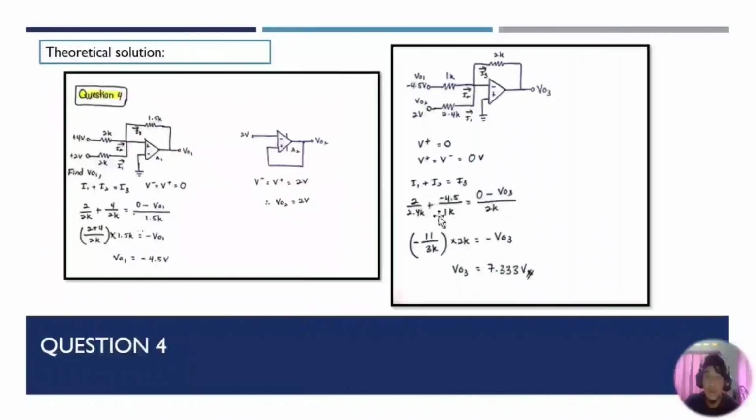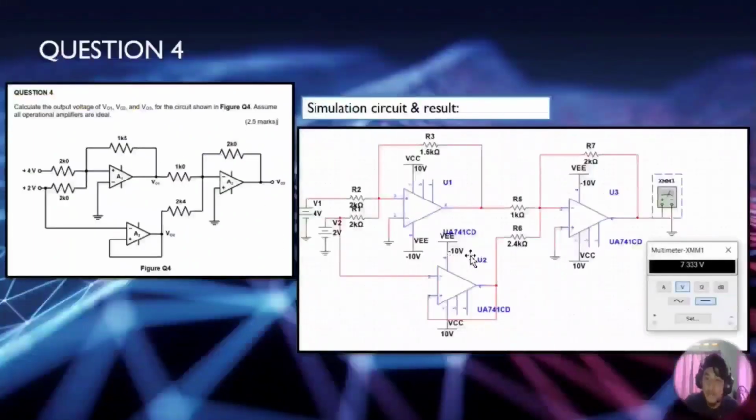So we take all the values: 2 volt over the 2.5k resistor here, plus negative 4.5 volt over the 1k resistor here, equals this node 0 volt minus V output 3 over the 2k resistor RF. After doing the calculation, we get the value of V output 3 is 7.333 volt, the same value as the simulation result here.